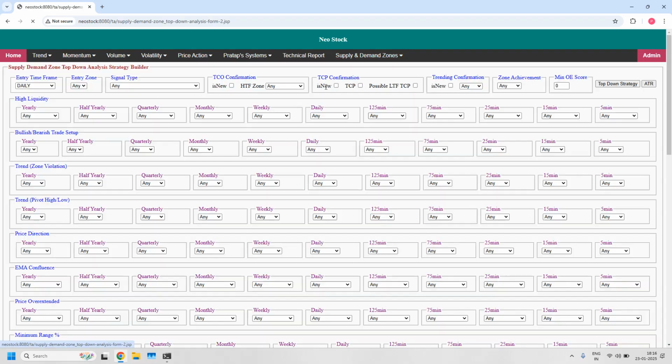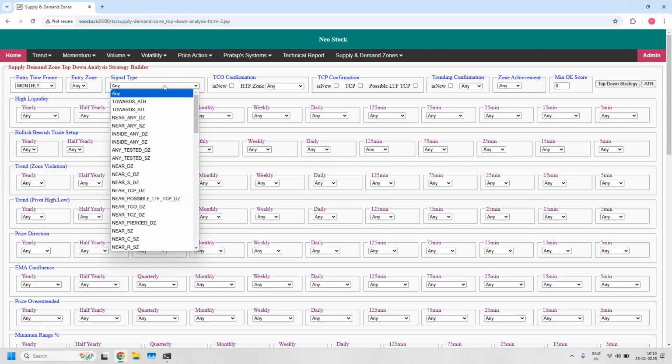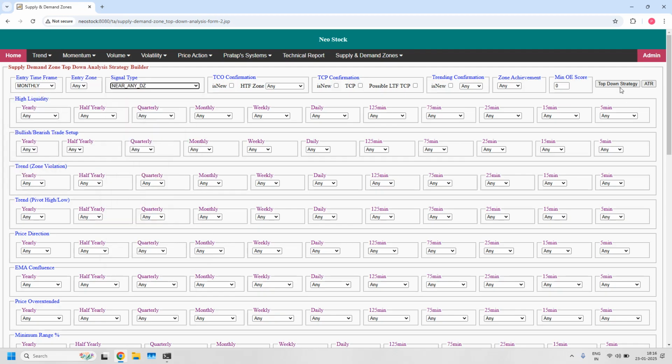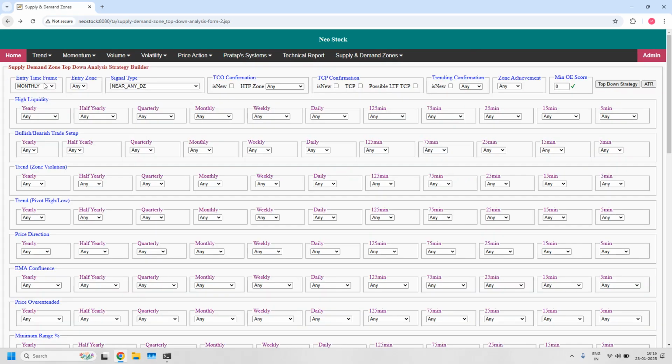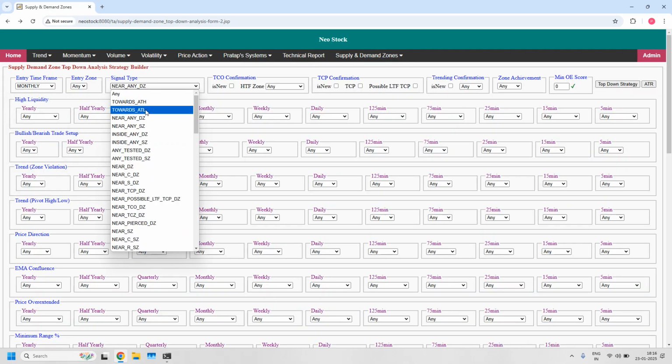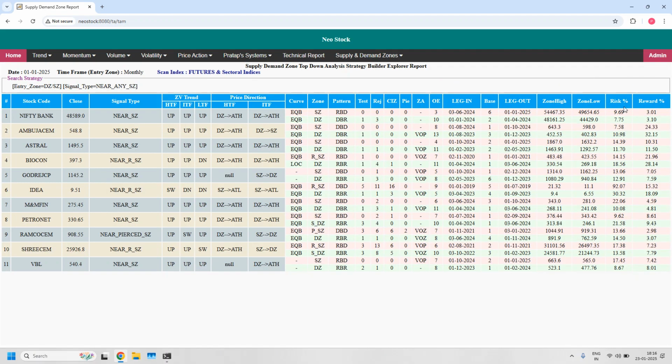Okay, next time frame is monthly. Stocks near monthly demand zone. 5 stocks are filtered. Next monthly time frame. Stocks near monthly supply zone. 11 stocks are filtered.